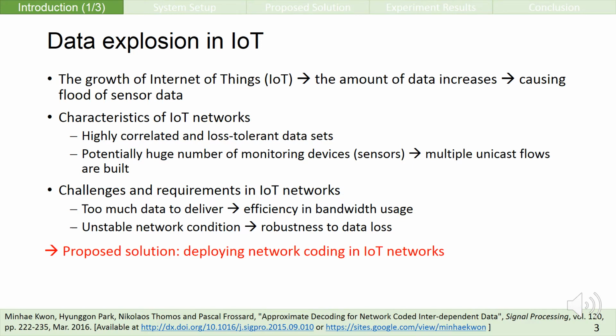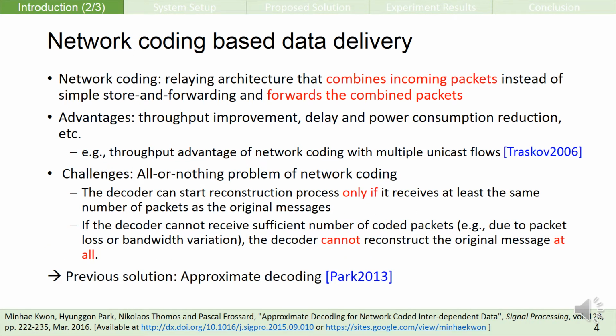In order to overcome such challenges, we propose to deploy network coding. Network coding is a relaying architecture that combines incoming packets and forwards the combined packets. The well-known advantages of network coding are throughput improvement and reduction of delay and power consumption. Because we are considering multiple unicast flows, we can take advantage of throughput improvement by deploying network coding.